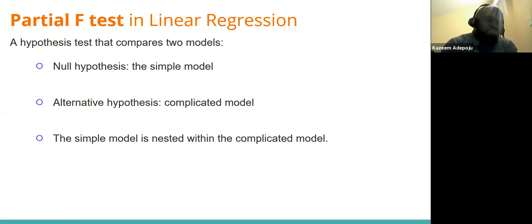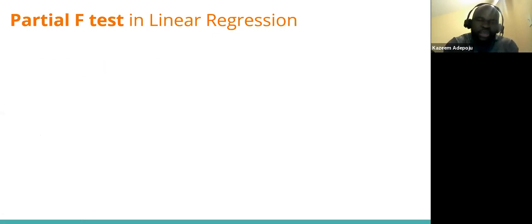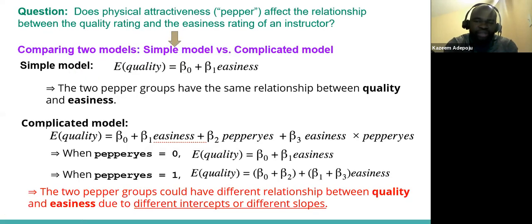And I've told you the meaning of nested. If you take a look at what we're doing right here, the simple model is nested here. Look at that. This guy here is inside here. And as you can see, when Pepe here is equal to 0, we can go from the complicated model to the simple model. Can you see that now? That is the nesting that I talk about, and that is the condition under which the Basia F test operates.